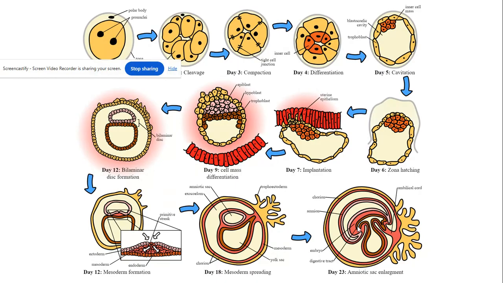This is the digestive tract. So we actually have a digestive tract by day 23. Why? The embryo needs food to survive. Amniotic sac enlargement. Your amniotic sac enlarges. Umbilical cord is right here because it needs food. And how does it get food? It gets it from the mother. So we actually have the umbilical cord, which is connected to the digestive tract, and this is where the embryo is.